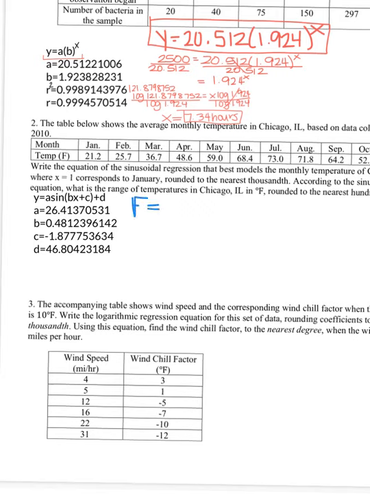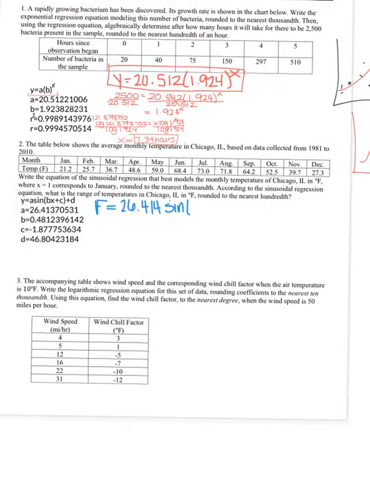equals a. We're rounding to the nearest, what does it say? Thousandth. So 3 decimals, so we have 26.414. Sine of B is 0.481.